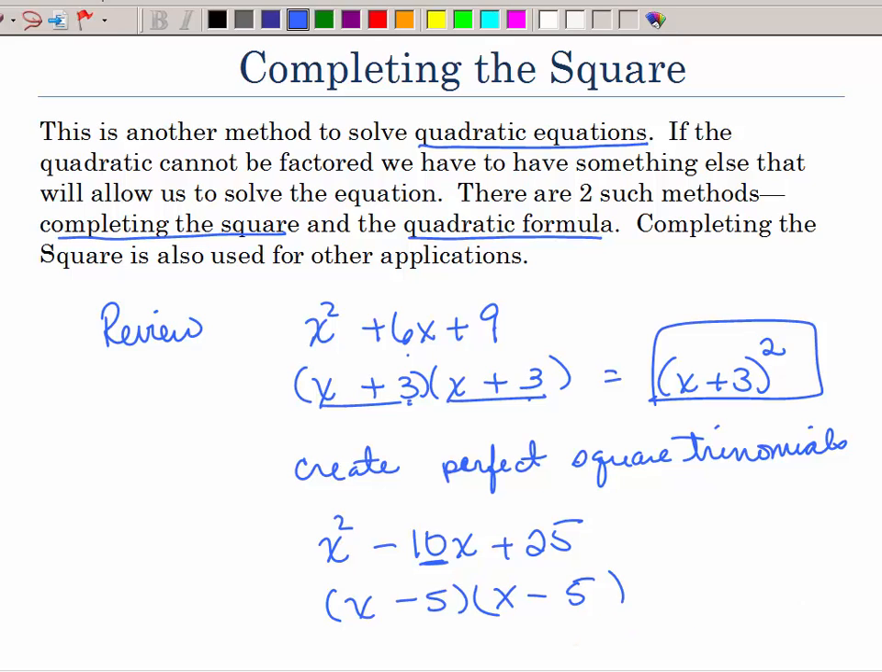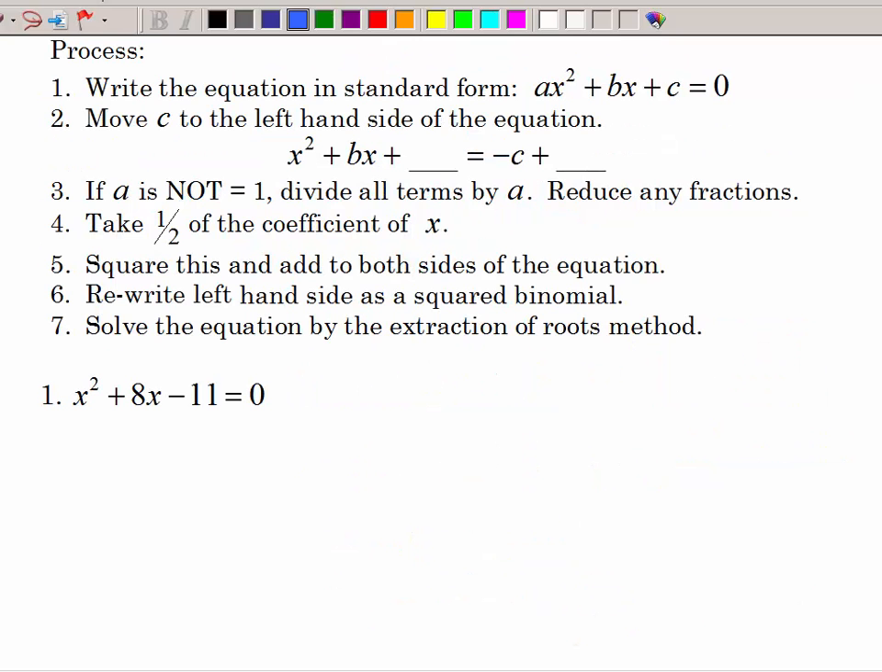So let's look at our problems. In order to complete the square, we have to have a quadratic equation in standard form, meaning set equal to 0. Since we want to complete the square, we need to get the constant to the other side, so we're going to move it to the other side, and I like to put blanks. Let me read step 3: if a is not equal to 1, we have to make it 1 by dividing all those terms. Let's just take it a step at a time. A is 1. I'm going to move this to the other side, and when I move it, I'm going to leave a blank where it once was.